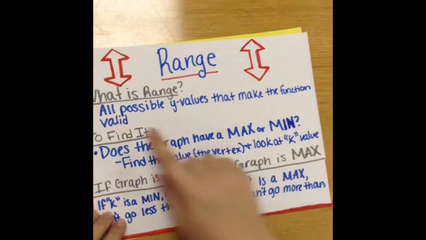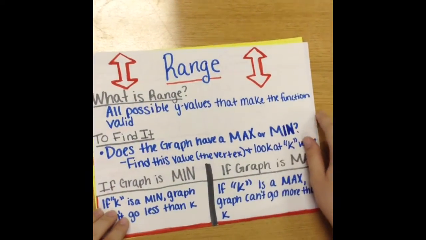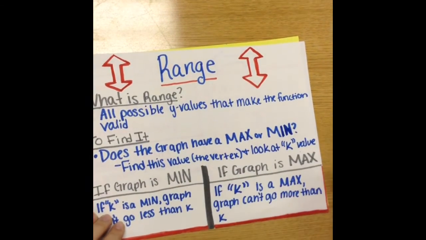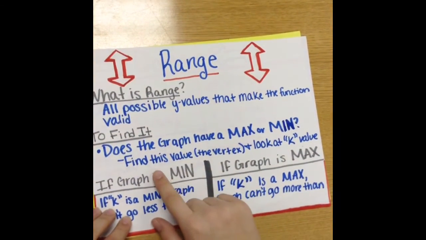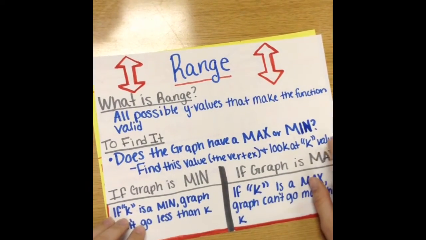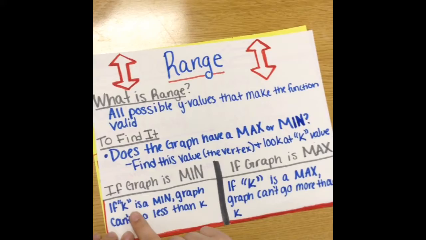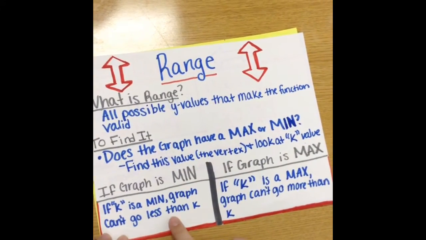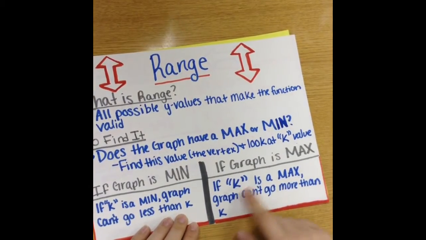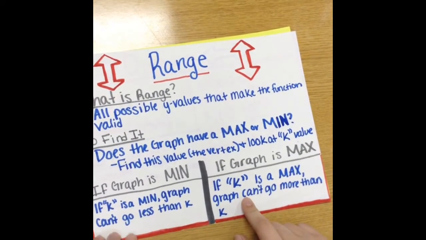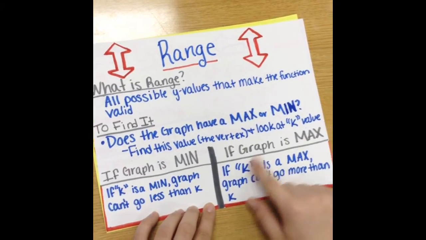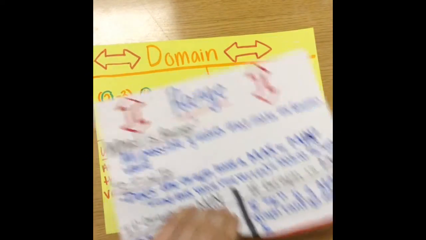Range. The range is all possible y values that make the function valid. To find it, does this graph have a max or min? To find this out, find the vertex and then look at the k value. If it is a min, the graph can't go less than k. If the graph is a max, it can't go more than k. If it's a max, it would be a downward equation.